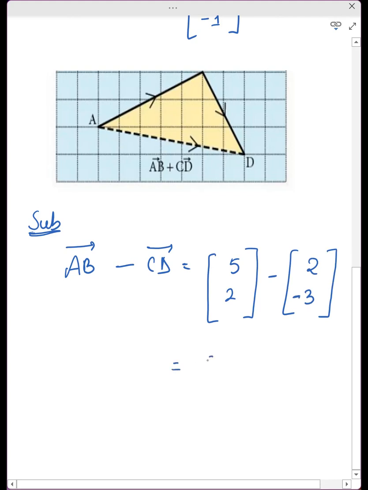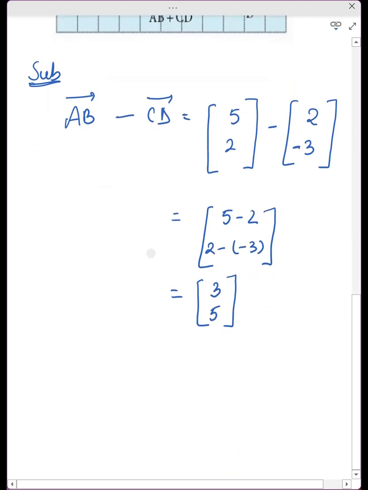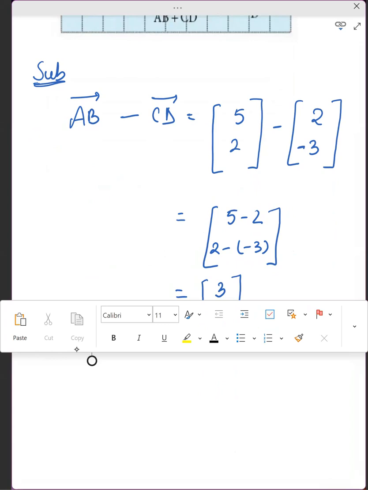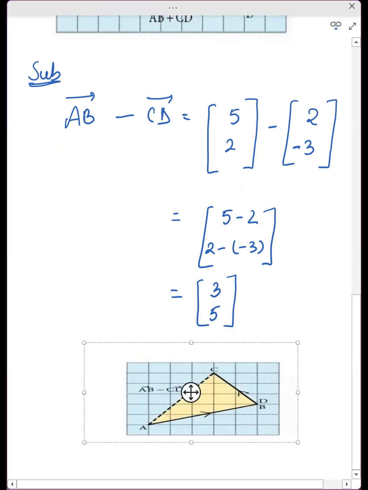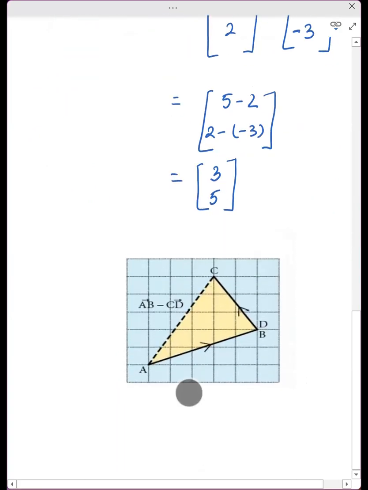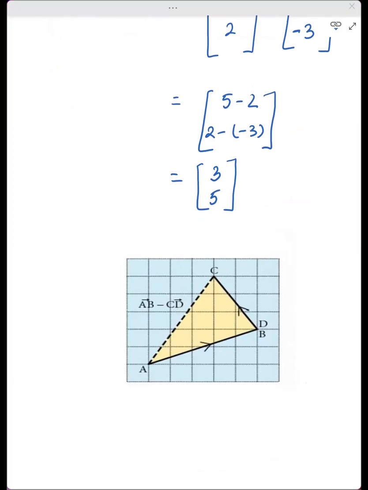So finally, it will be 5 minus 2 and 2 minus -3. Careful about the negative sign. So it will be 3 and 5. So this is the resultant of that subtraction. We got it. How can we represent it in the diagram? We can represent the diagram like this. So this is the diagram. As you can see, the representation of the vectors. So in this way, we can add and we can subtract the vectors.